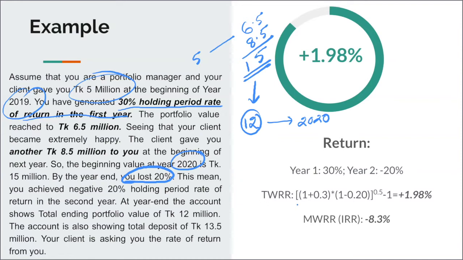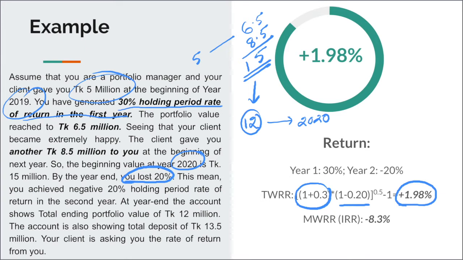He wants to see the performance of the portfolio, how you have achieved in terms of performance. So you decided to calculate the time weighted rate of return. In the first year, you have generated 30% rate of return, and in the second year, you lost 20%. So if we average out the 2 years rate of return, your total compound annual growth rate will be 1.98%, which is roughly 2%. So you have told your client that you have achieved a 2% positive rate of return.